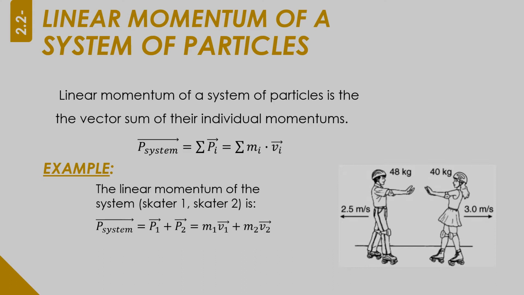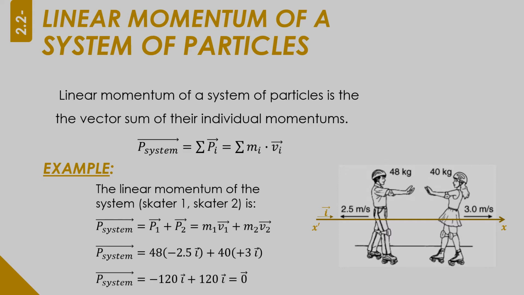These are vectors. To continue with vectors, we must add a certain axis. So you notice here we added the x prime x axis, which is horizontal and to the right hand side. And we denote by i the unit vector along that axis. By this, if you look at the figure and the axis that we've chosen, you notice that the girl is moving in the positive direction, whereas the boy is moving in the negative direction. So P of the system is 48 times minus 2.5, because the 48 kilogram skater is moving in the negative sense, while the 40 kilogram skater is moving in the positive sense.